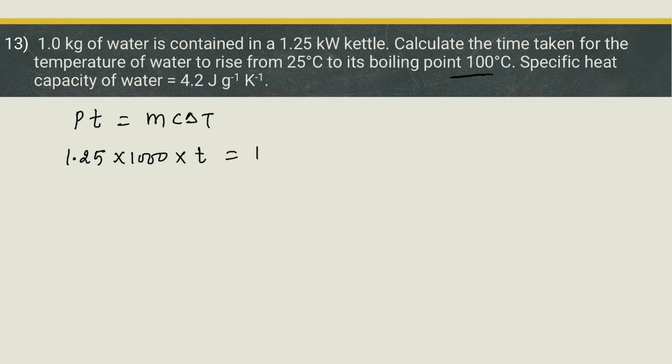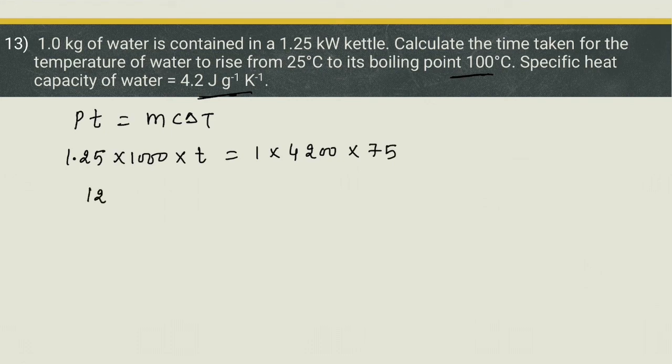Mass of water is 1 kilogram. Now specific heat capacity is given in joule per gram, but mass is given in kilogram. So we must take the value of specific heat capacity in joule per kilogram, which is 4200 joule per kg Kelvin. And what is delta T? 25 to 100. So delta T is 75.